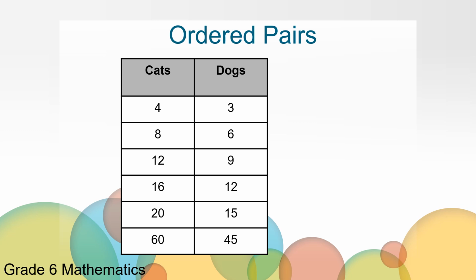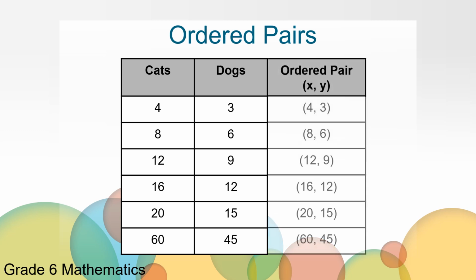Think back to some of the learning that we did last week. We talked a little bit about how mathematicians might create ordered pairs so they can plot points on a graph. You can see the table that Kaybree created on your screen. We can use her table to create ordered pairs. We can represent the number of cats as the x coordinate and the number of dogs as the y coordinate.